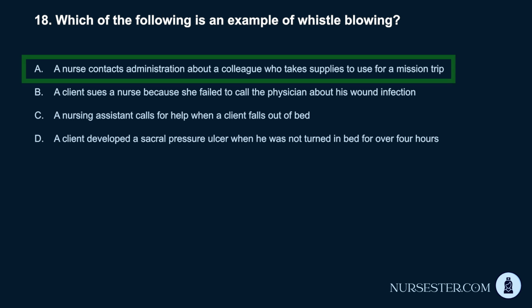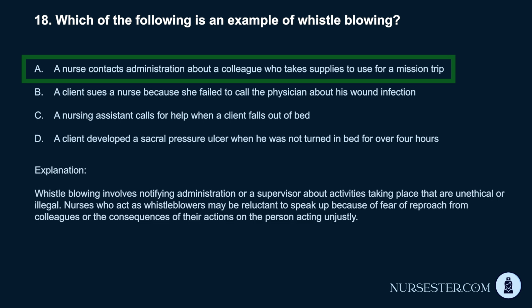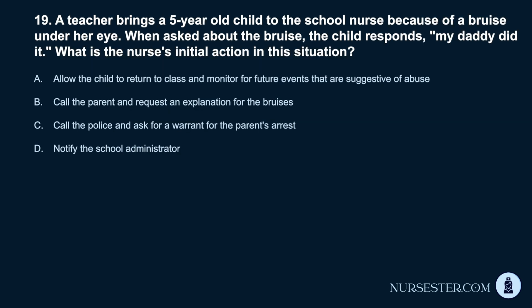Correct answer, A. A nurse contacts administration about a colleague who takes supplies to use for a mission trip. Whistleblowing involves notifying administration or a supervisor about activities taking place that are unethical or illegal. Nurses who act as whistleblowers may be reluctant to speak up because of fear of reproach from colleagues or the consequences of their actions on the person acting unjustly.